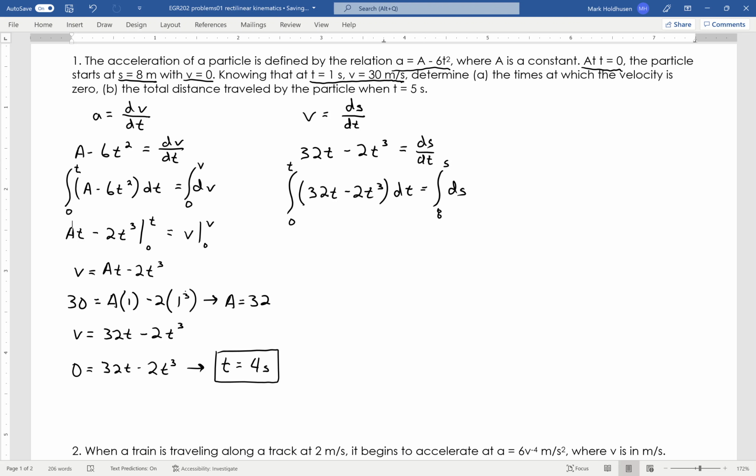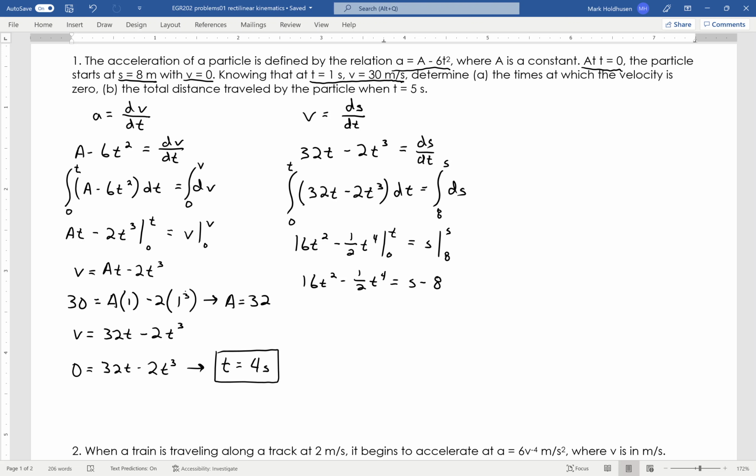I get a much more generalized equation that I'm looking at. Okay, so on the left side, I get 16t squared minus 1/2 t to the 4th. I'm going to integrate that from 0 to t. And on the other side, I'm going to get ds, and I'm going to integrate that from 8 up to s. So plugging in 0 for t, it goes away. So I'm just left with, on the left side, 16t minus 1/2 t to the 4th. And on the right side, I get s minus 8. So now I have an equation for my position as a function of time.